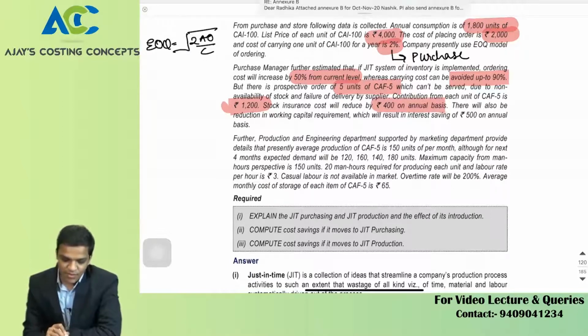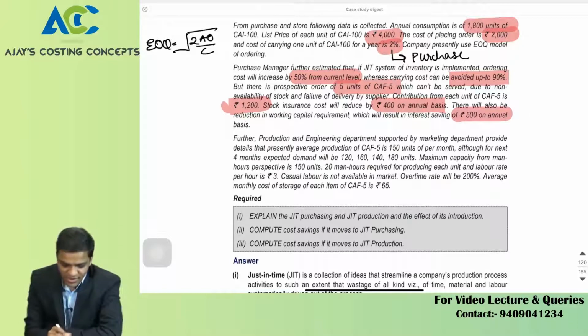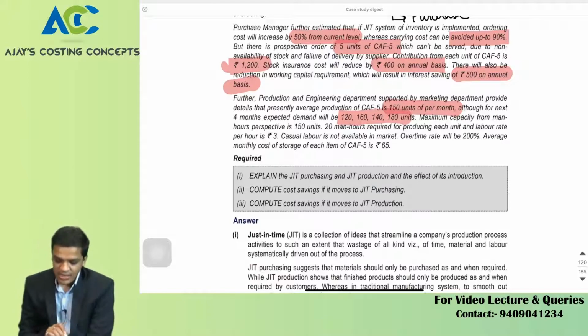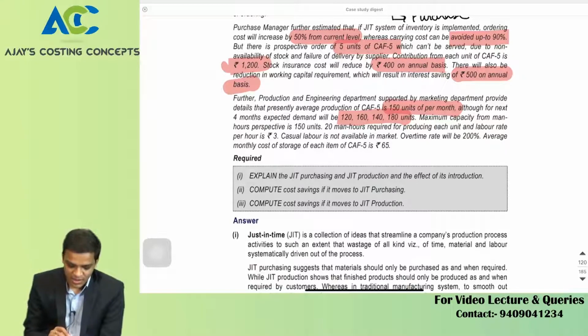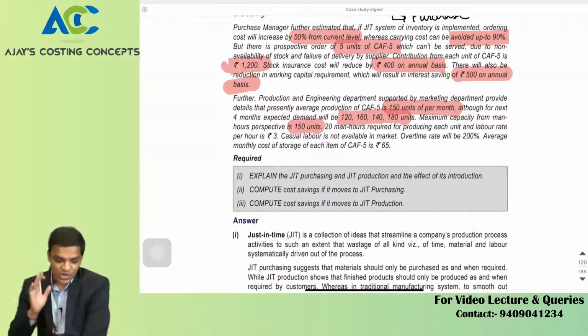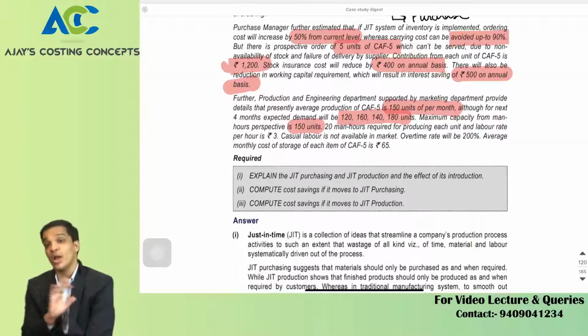This would be reducing by 400. And further, there would also be a reduction in working capital requirement which results in interest saving of 500 on an annual basis. Further, the production and engineering department, supported by the marketing department, provided details that present average production of CIF is 150 units per month, although for the next 4 months expected demand will be 120, 160, 140 and 180.